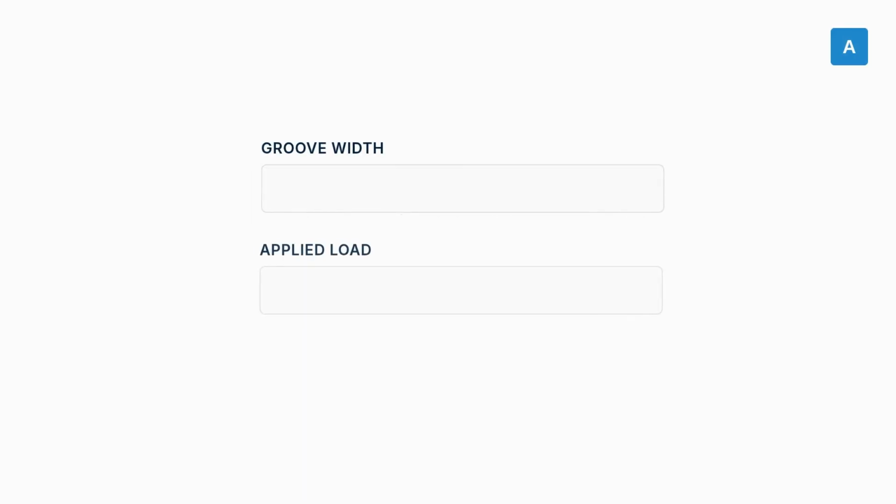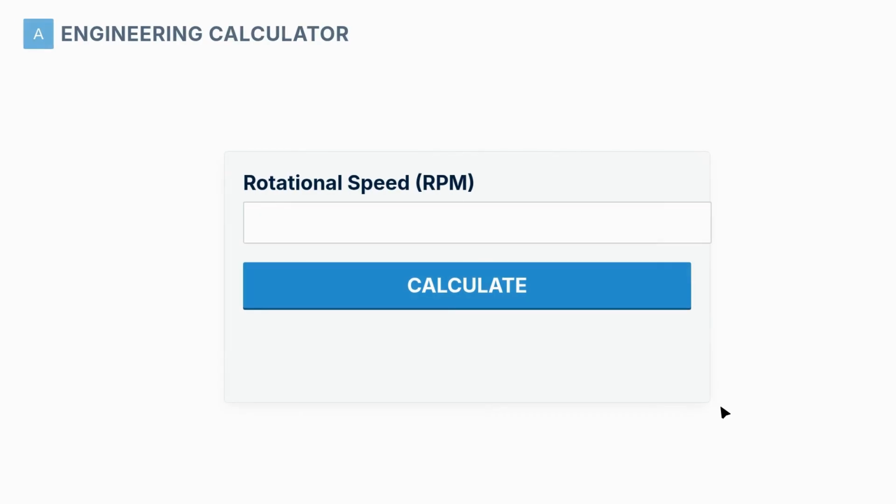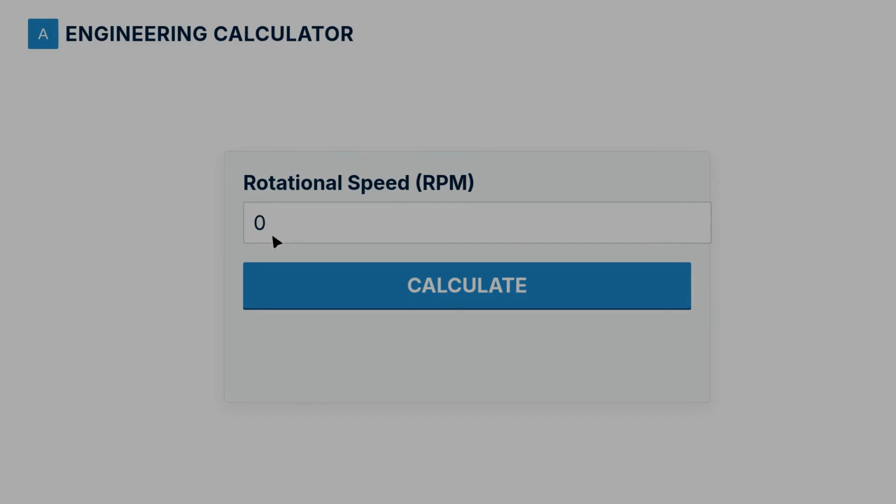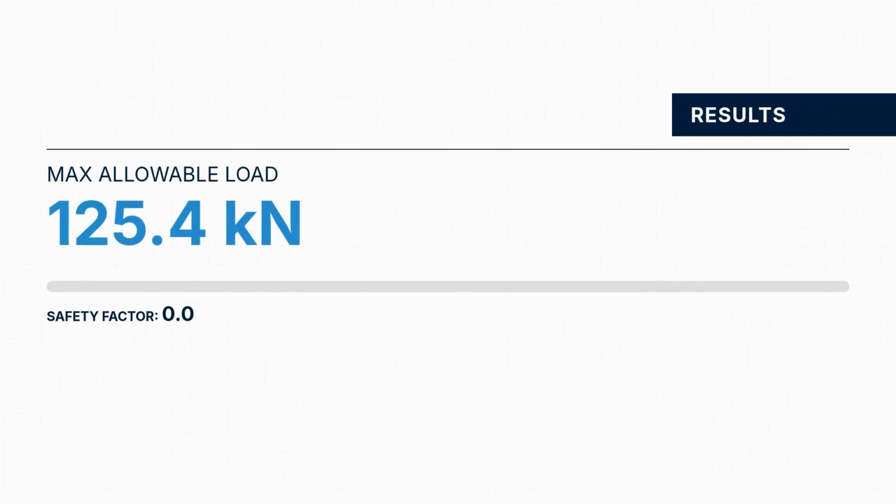The groove width in millimeters comes next. Enter your applied load in newtons. Finally, input the rotational speed in RPM, entering 0 if your assembly is stationary. After clicking Calculate, the results appear below.